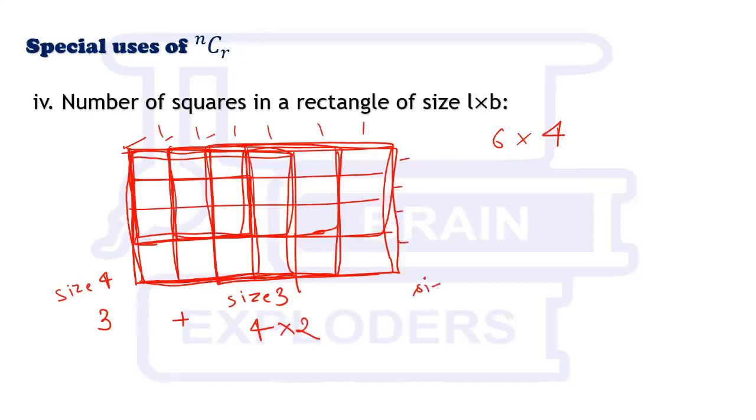How many squares of size 2 are there? If you count like this, you will get 5 times 3, and squares of size 1 can be clearly seen, 6 cross 4, and the first case was 3 cross 1. So in this way, for any general type of rectangle also we can find the total number of squares. This is how the question for squares is different from the question of rectangles.